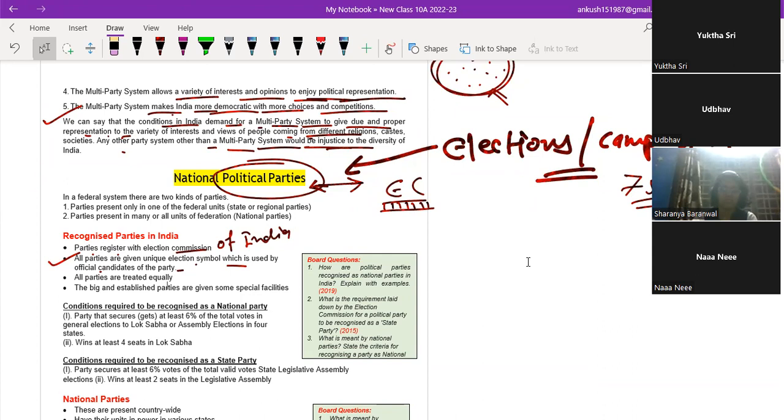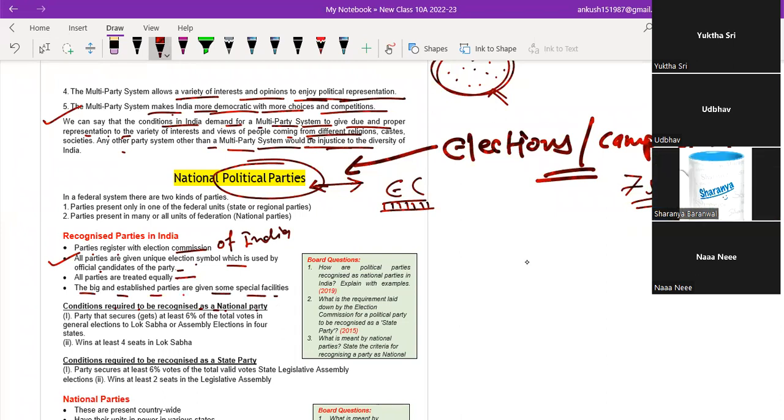So parties that get this privilege and some other special facilities are recognized by the Election Commission and are called recognized political parties. See, conditions required to be recognized as a national party. Before this, how do we recognize parties in India? All parties are treated equally. The big and established parties are given some special facilities too, as they are handling the country.